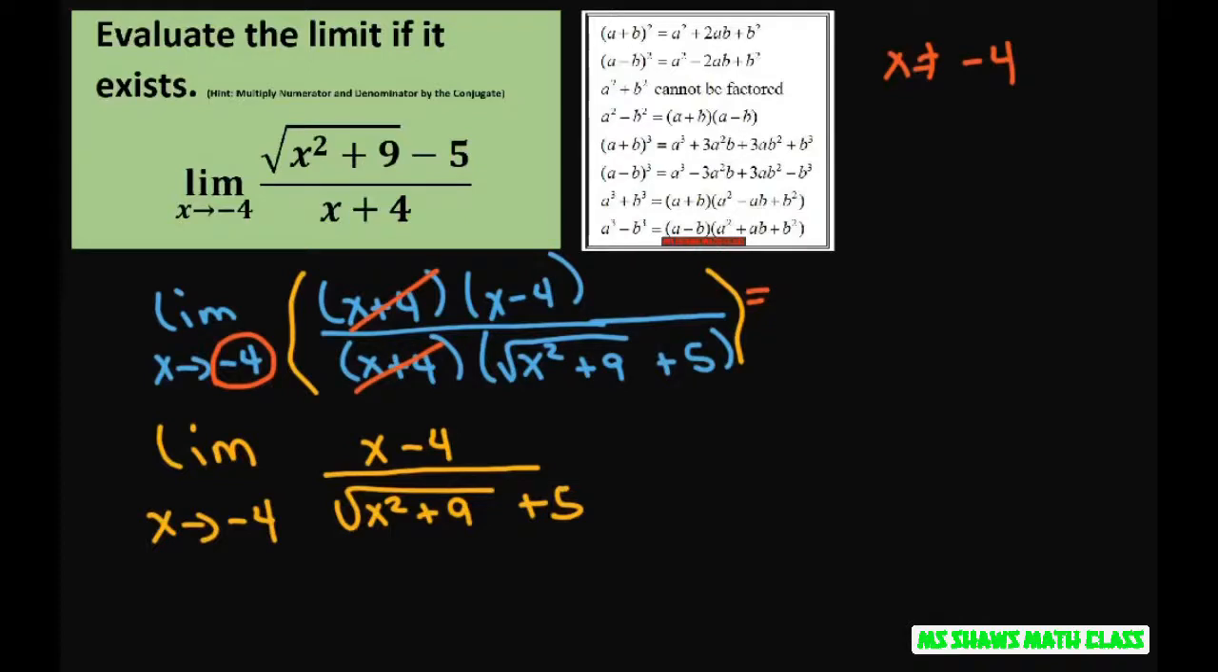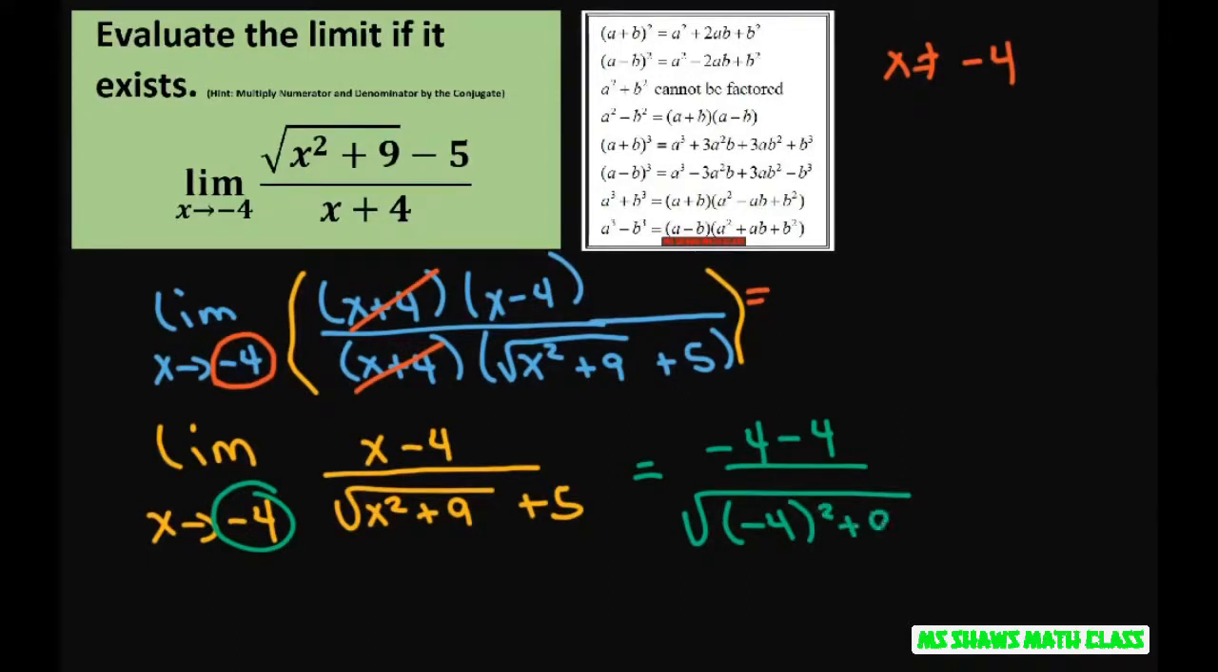Now all we have to do is plug in -4. So you're going to get -4 minus 4, and then you have square root of -4 squared plus 9 plus 5. Okay, the numerator is just going to be negative 8. And this is going to be square root of 16, which is 4.